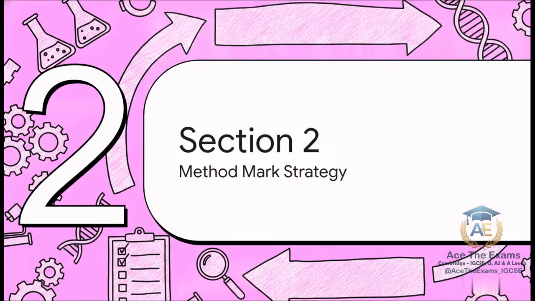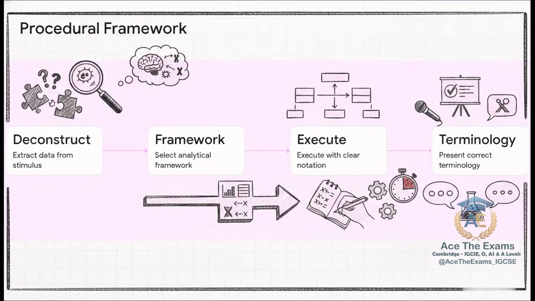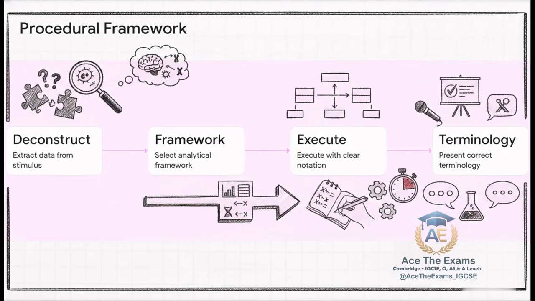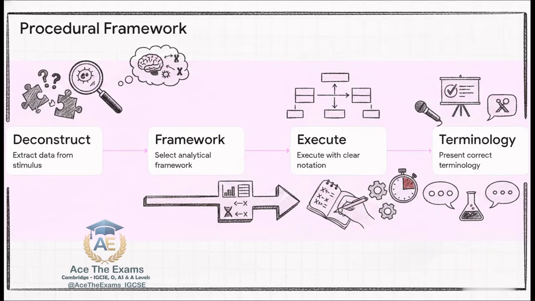Well, that brings us to Section 2, the method mark strategy. In Cambridge exams, marks are frequently awarded for the process, not just your final conclusion. This strategy is all about showing the examiner your analytical framework, step by step. Here is the standardized procedural sequence you need to safely navigate and conquer literally any cellulose question.